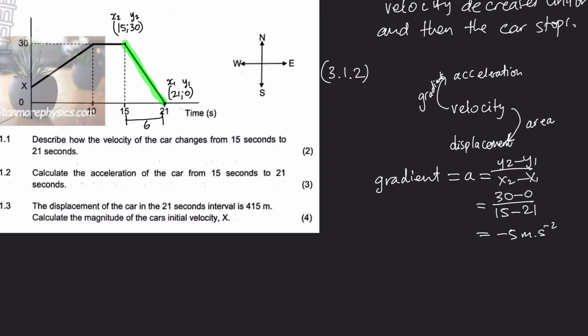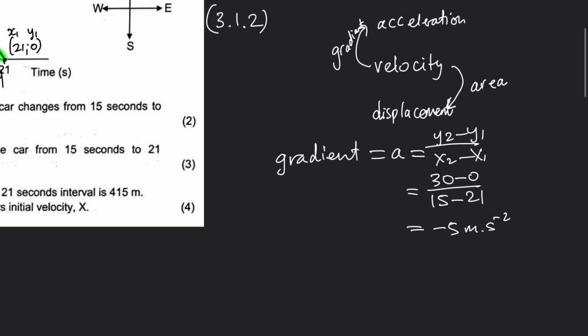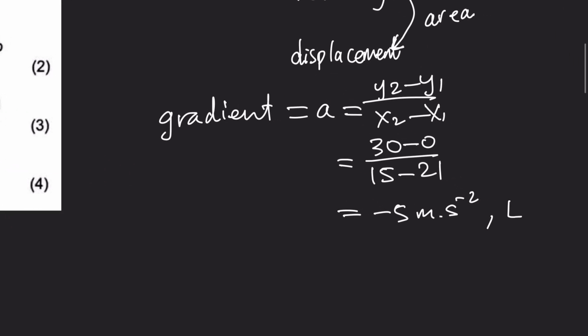Remember, we should always change our final answer. If it's negative, change it to positive. This is minus 5 meters per second squared east. Therefore, the answer is going to be 5 meters per second squared west. Very important that you remember that, okay? Always change the answer. If it's negative, change it to positive, but change the direction as well.